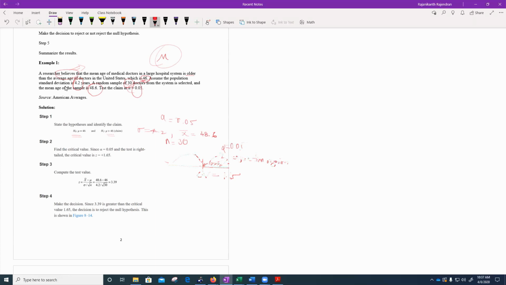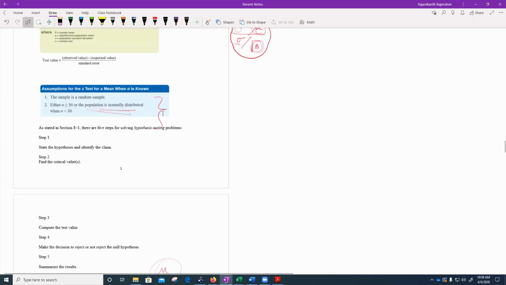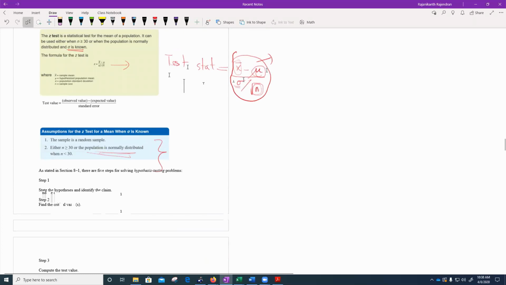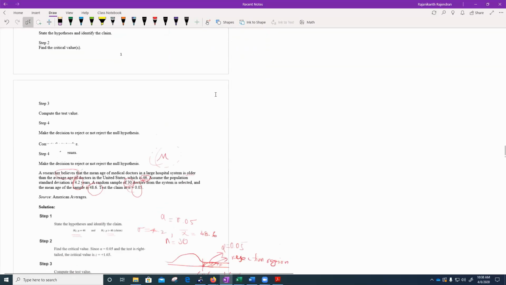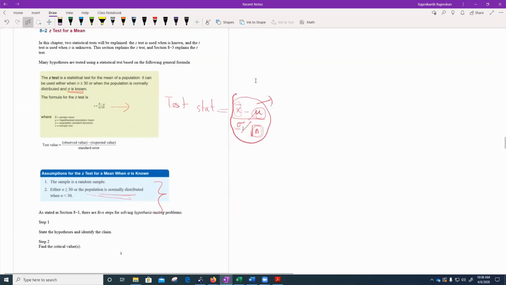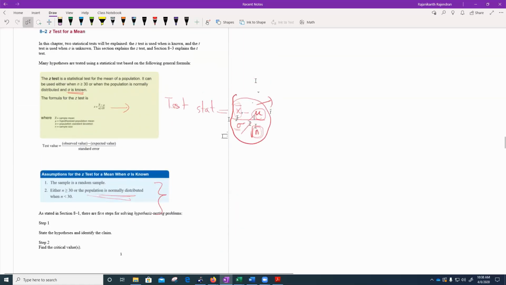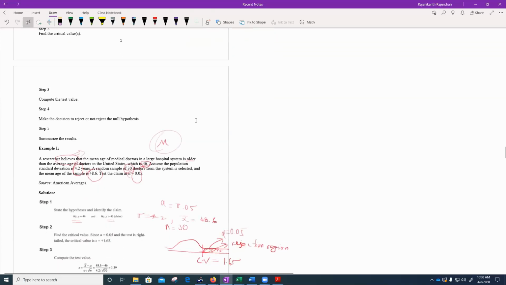Right. Now let us calculate our test statistic. How do you find the test statistic? You use the formula I explained earlier. I'm using the test statistic formula, x bar minus mu over standard deviation over square root of n. Use that formula. You know all the numbers now, right? Simply plug in all the values and simplify. That is going to be my test statistic.